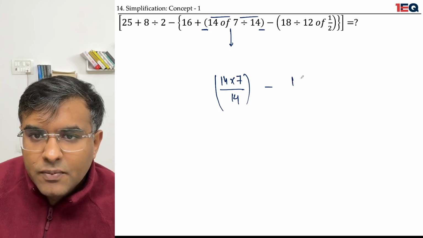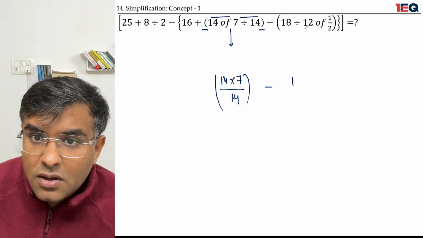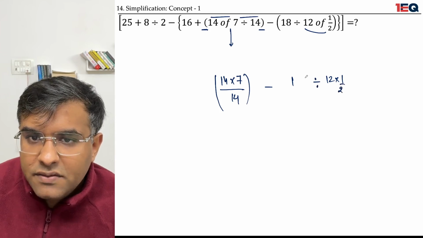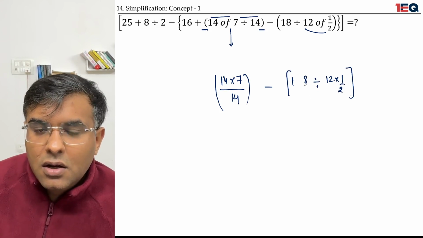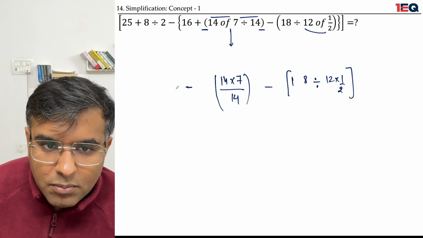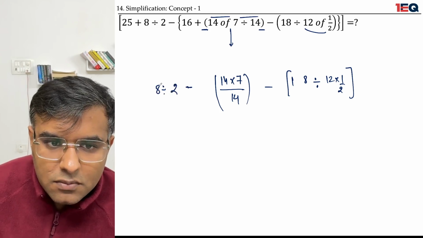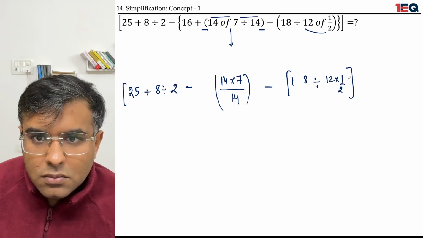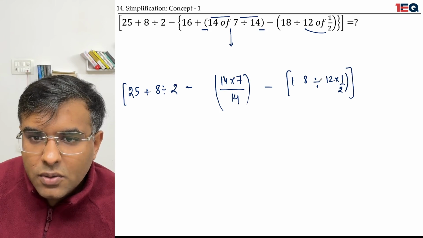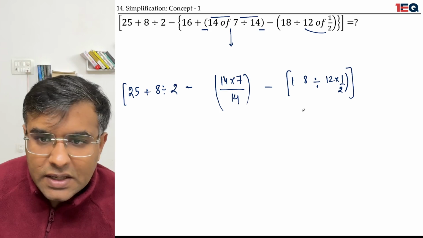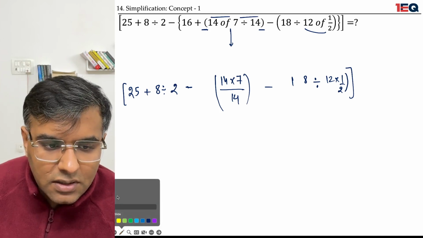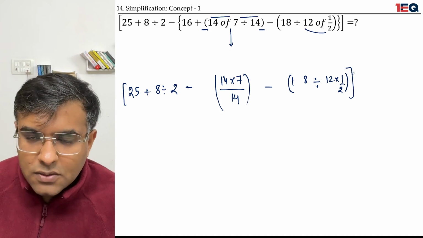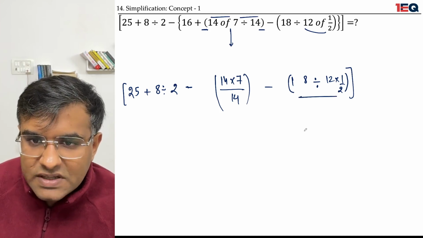Minus, similarly over here there is another preference order which needs to be followed. 12 of half needs to be followed first, and then a division needs to take place between 18 and 12 into half. 12 into half minus 2, there is a division sign, 8 plus 25. So this is actually in round braces. I'll quickly erase it. This is actually in round braces, and the other thing on the outside is in square brackets. So I'll solve this one more time.